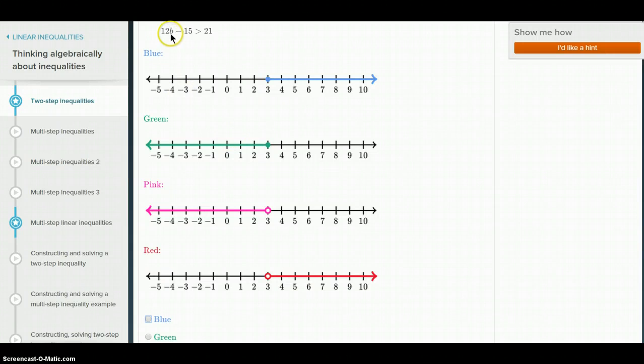Okay, so we have 12b minus 15 is greater than 21. So we're going to add 15 to both sides. Okay, so this is going to be 36. Alright, and then we are going to divide by 12 to get b by itself. And so we're going to have b is greater than 3.